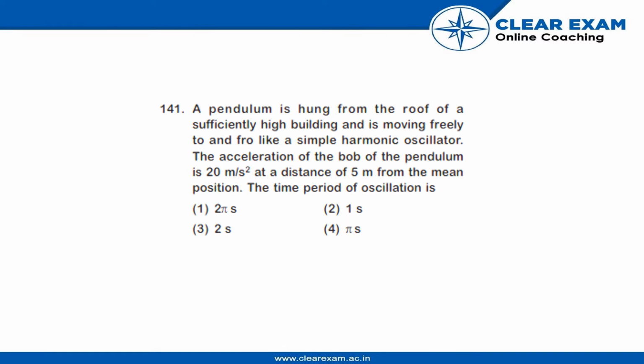Hey guys, here a pendulum is hung from the roof of a sufficiently high building and is moving freely to and fro like a simple harmonic oscillator. And the acceleration of the bob of the pendulum is 20 meter per second square when it is at a distance of 5 meter from the mean position. Let's say this is the mean position and it is here right now, which is 5 meter from the mean position. And we need to find out the time period of oscillation.